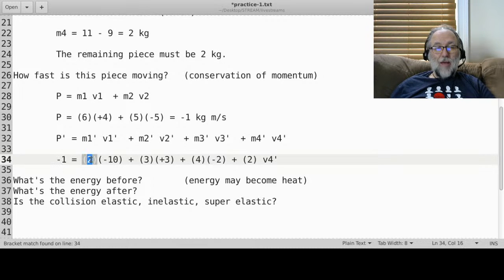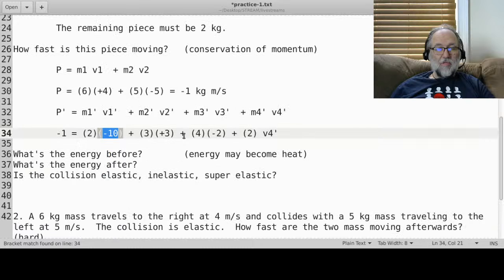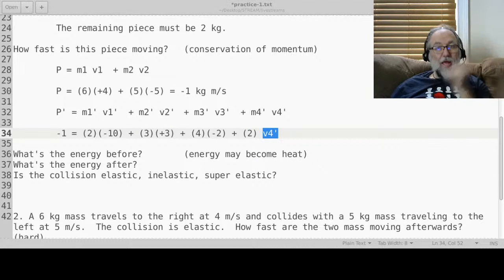And we had a 2 kilogram traveling to the left. Okay, let me just check that. 2 kilograms traveling to the left. Right. Left is negative. Okay, we had a 3 kilogram traveling to the right. I put the plus in there just to indicate that it's to the right. A 4 kilogram traveling to the left. And then finally we have a 2 kilogram traveling at some unknown velocity. That's what we want to find because that's the question. How fast is this piece moving?